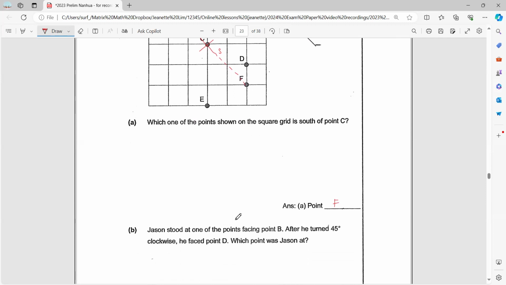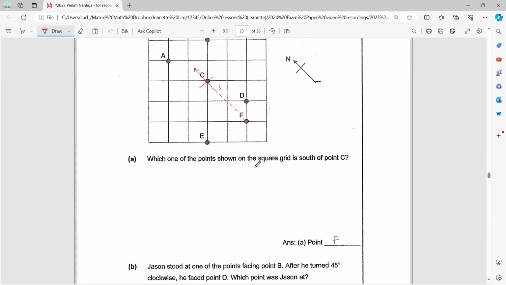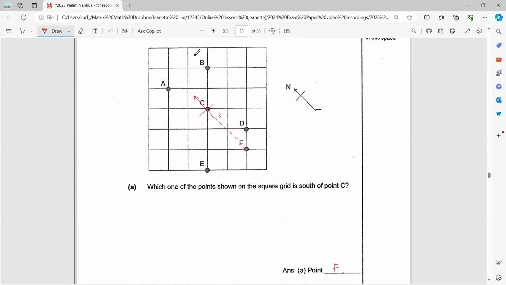Question 6, Jason stood at one of the points facing B. After he turned 45 degrees clockwise, he faced D. Which point was Jason at? 45 degrees clockwise. Okay, facing B, and then when he turned, he'll face D. So this one you have to test. If it's A, 45 degrees would be here. So no. If you're facing B, 45 would be here. So no. If you're at E, facing B, 45 degrees.